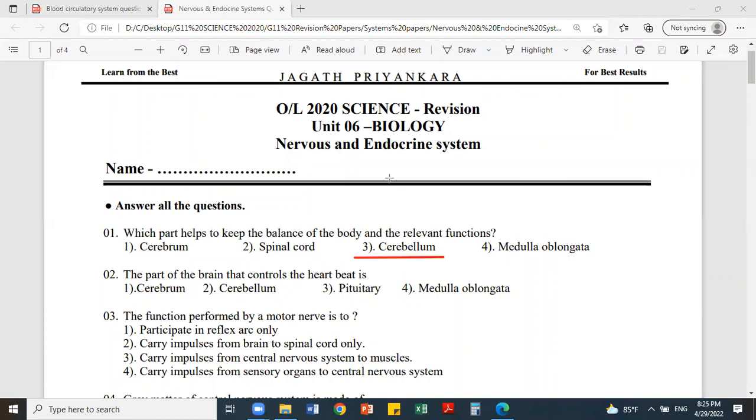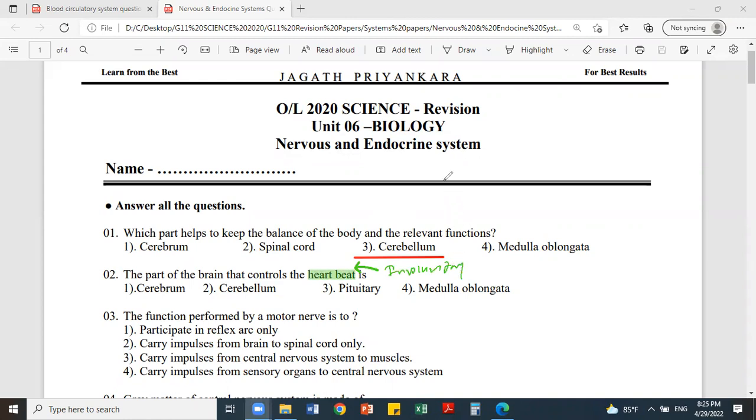Question number 2. The part of the brain that controls the heartbeat. Actually, a heartbeat is involuntary. Please highlight this: heartbeat is not under our control. It's involuntary. So involuntary actions are under the control of what? Which part of your brain controls involuntary actions?